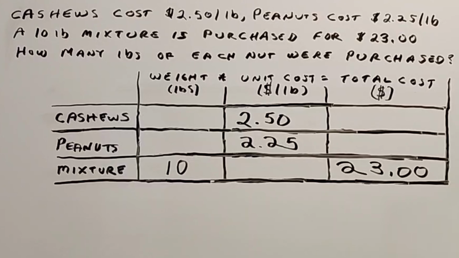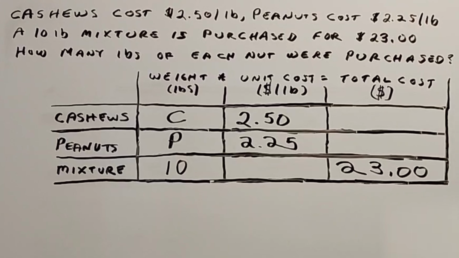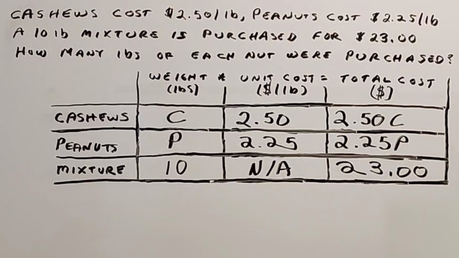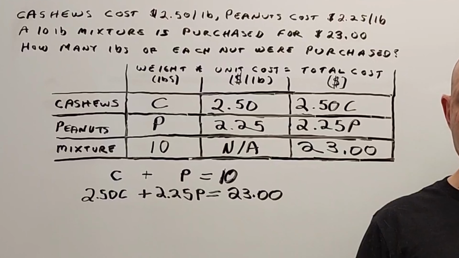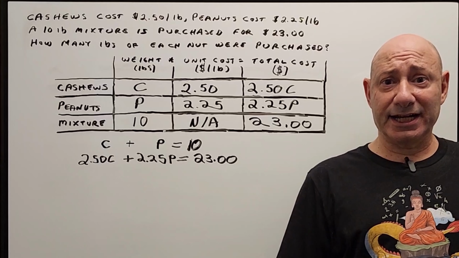Now, the next thing we have to do is put in our variables. The variables go in our weights column. Now, to get the total cost, we multiply. Pounds times dollars per pound equals total dollars. Now, the unit cost for the overall mixture we don't use. So we put an NA. That's for not applicable. Now, our equations come straight from the columns. We have an equation for weight, and we have an equation for cost. So we have our two equations and our two unknowns.